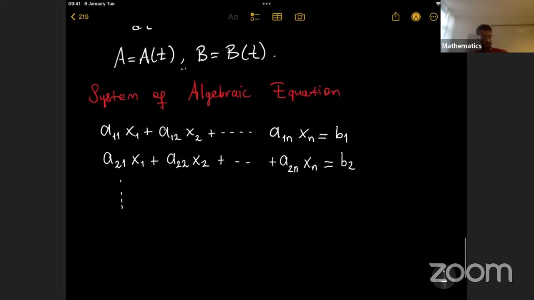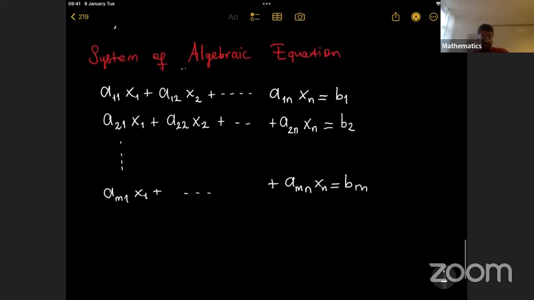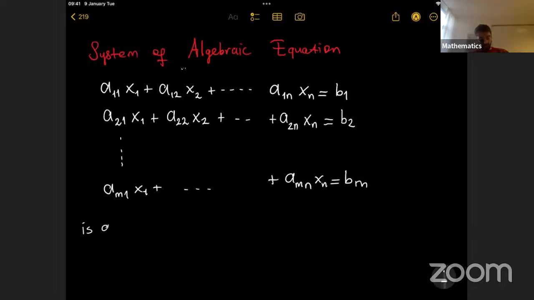You have, let's say, m equations, am1 x1 plus am n xn is equal to bm. So this is basically a system of linear algebraic equations. We don't have any differential here. It's not a differential equation. There is no derivative, okay? It's a system of linear equations with unknowns.